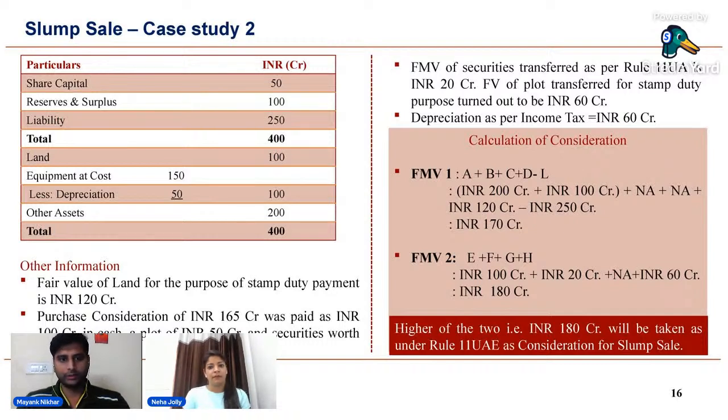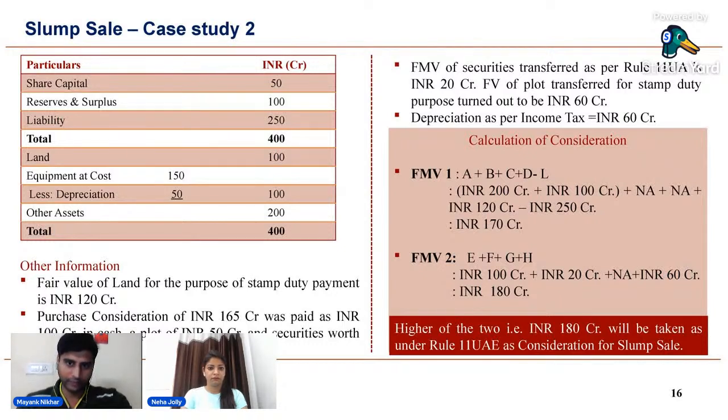So 200 crores. You leave out the shares, and there is no share. There is no investment in the company. There is just one immovable property here. So 200 plus 100 equipment plus 120. B and C are NA, only D. D is land, which was 100. Now the fair value as per stamp duty was 120. L was liability. We have only one liability, 250 crores. So this amount represents L. So the FMV1, if we calculate this, comes to 170 crores.